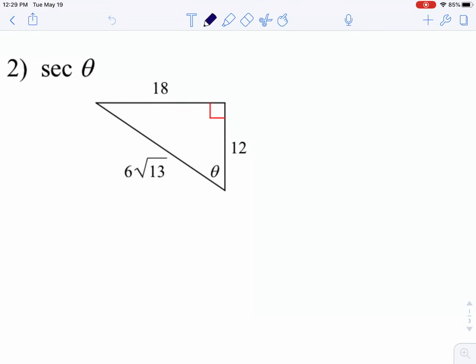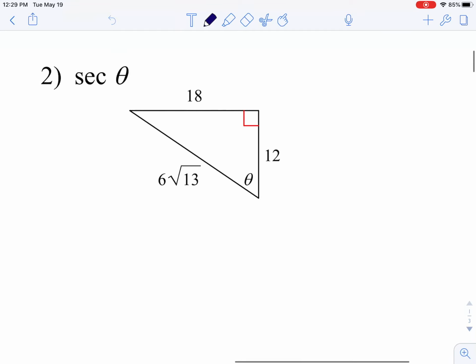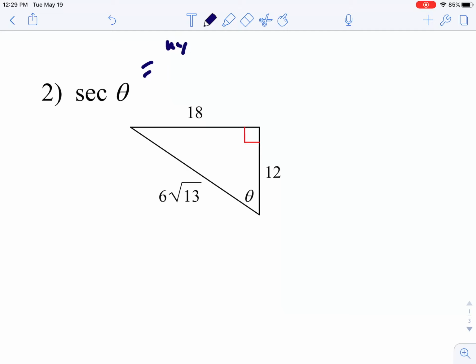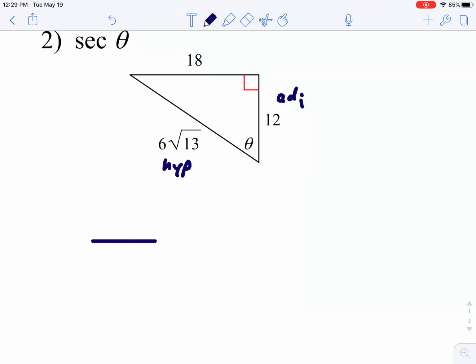So number 2 here starts with secant. And secant is defined as hypotenuse over adjacent. So if we look here, theta is down here. The hypotenuse is right here, adjacent is 12. It's the one touching the theta. So we need to make a ratio out of these two things. So put down a fraction bar. Hypotenuse goes on top, 6 radical 13. 12 goes on the bottom.